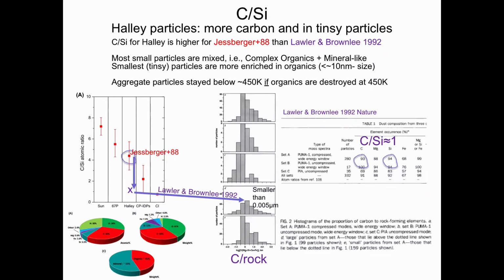And I'm making a point here that the smaller particles are like 5 to 10 nanometers. So when you get to the smallest particles, there's more organic material. The carbon to rock material, or carbon to silicon ratio, is more like 1. And also there were very few purely organic particles. Most of the particles were mixed, and they also think that's true of the COSIMA measurements from Rosetta.